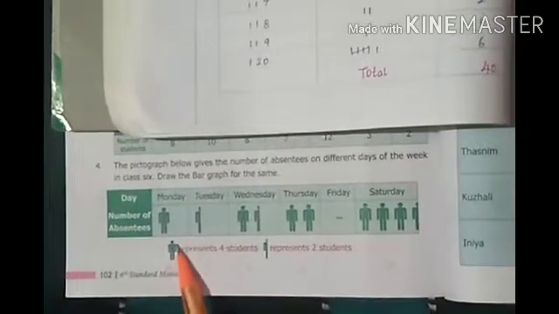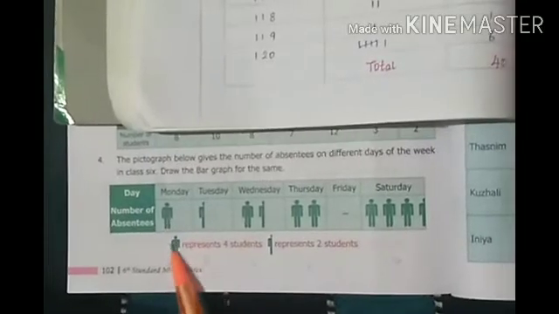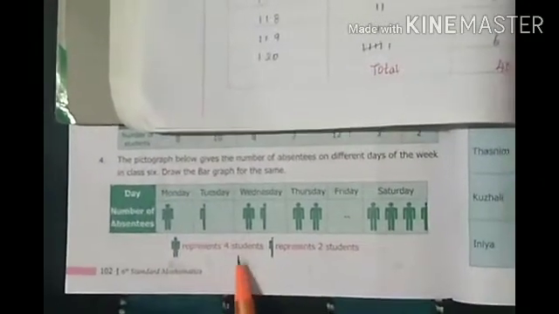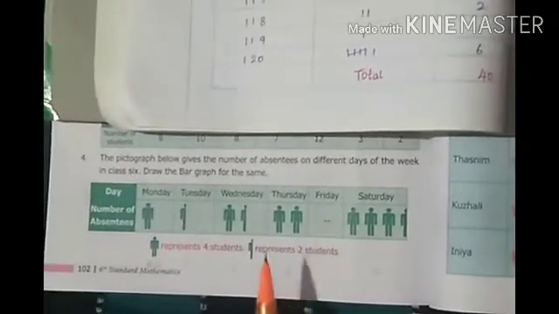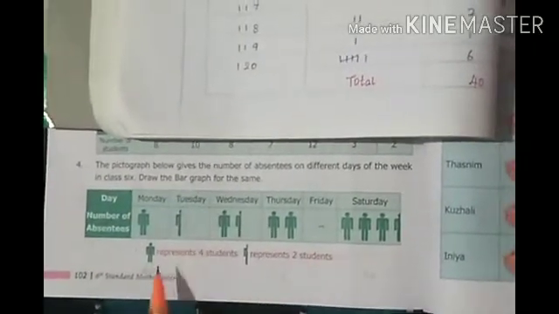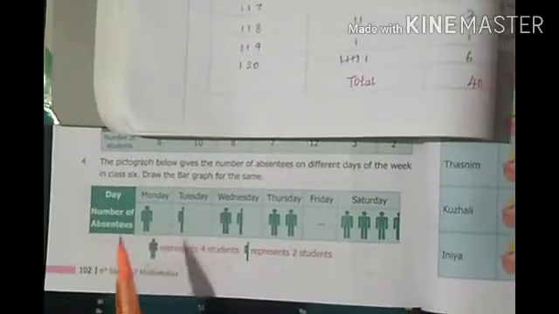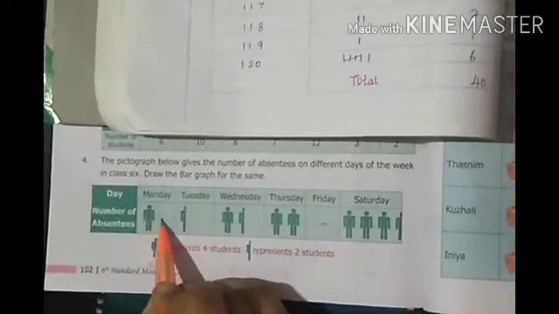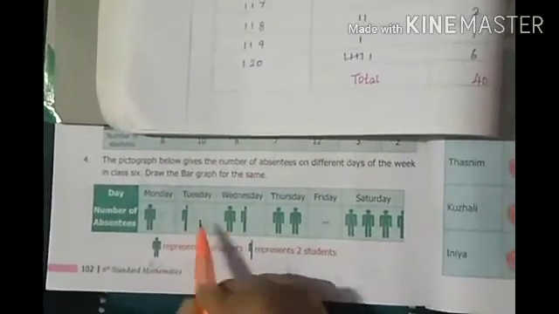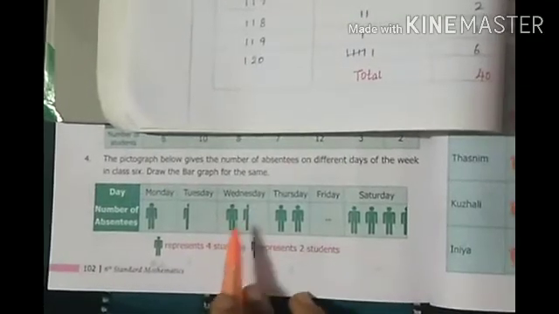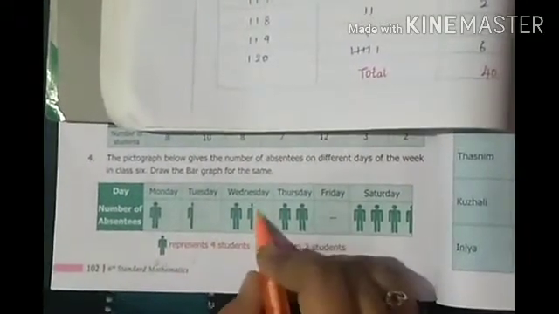So what is given? The full and the half. The full picture represents 4 students. Then the half picture represents only 2 students. You have to remember carefully. So totally, what will you be getting? You will be getting 4 for Monday. For Tuesday, how many absentees? 2. For Wednesday, what will you get? This full is 4, this half is 2. So 4 plus 2 is 6.